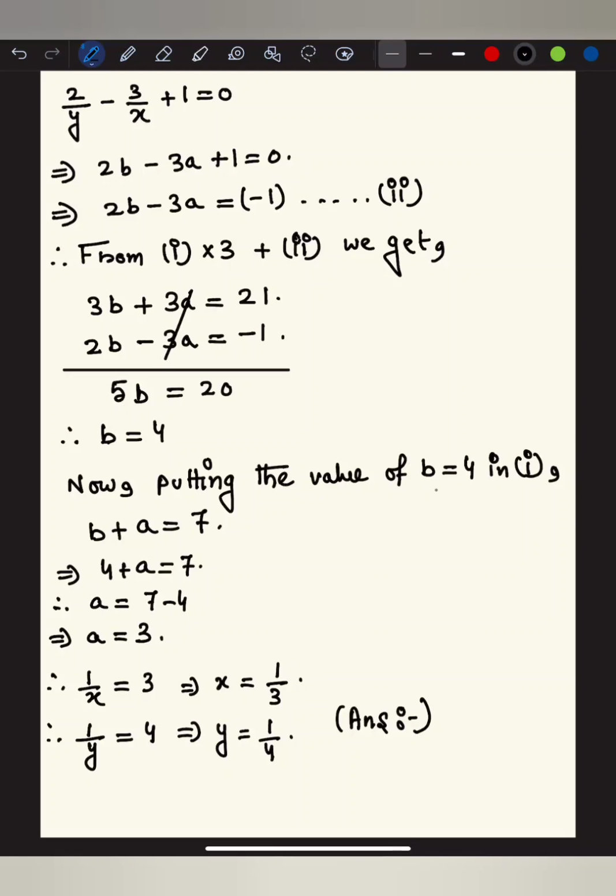Now putting the value of b equals 4 in equation 1, we get b plus a equals 7, or 4 plus a equals 7. Therefore, a equals what? 7 minus 4, that is equals 3.